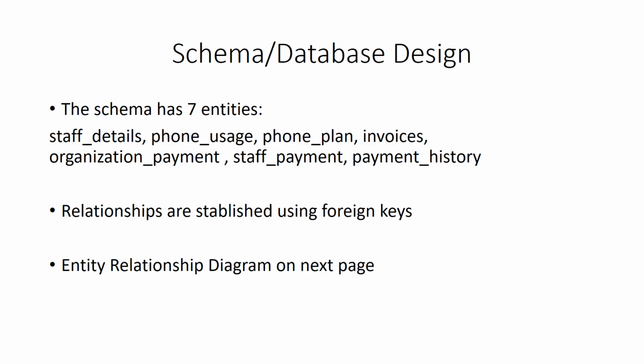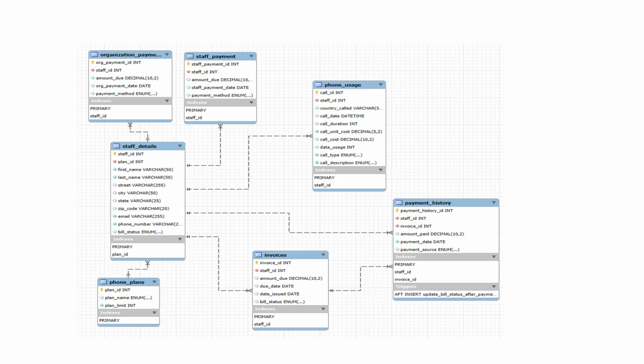My schema has 7 entities, namely staff details, phone usage, etc., and all these tables are linked to each other in one way or another, and relationships are established using foreign keys, like we shall see in this entity relationship diagram. So you see the different primary keys and foreign keys which actually link the tables to each other in this diagram. For example, when we look at the staff details and phone usage tables, one staff member can make many phone calls, and so in that case we have a one-to-many relationship.